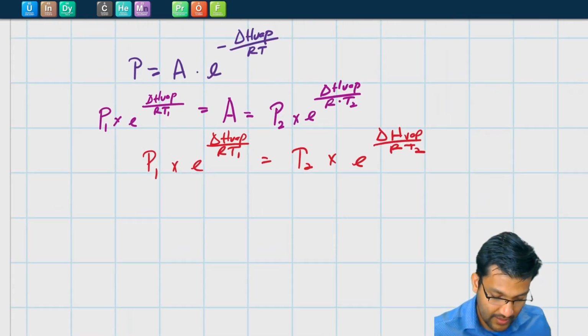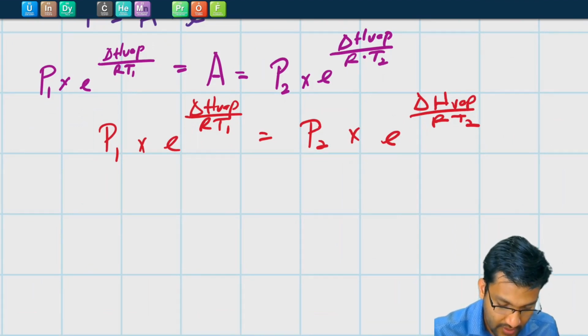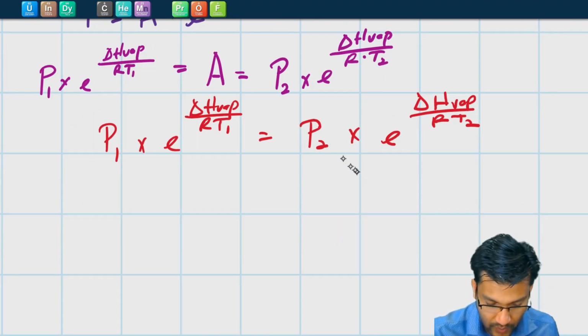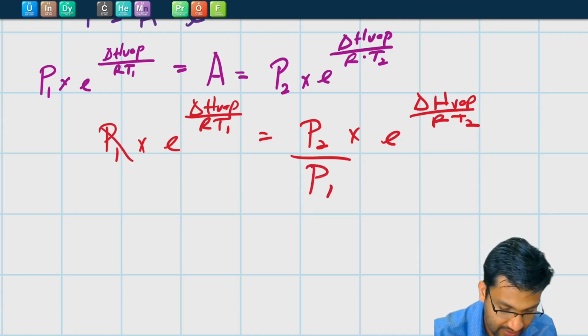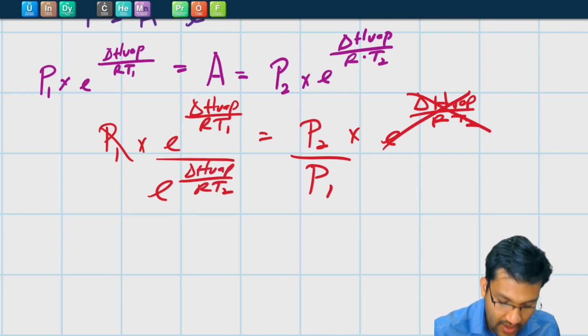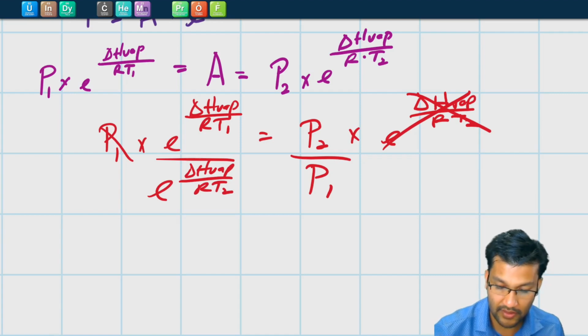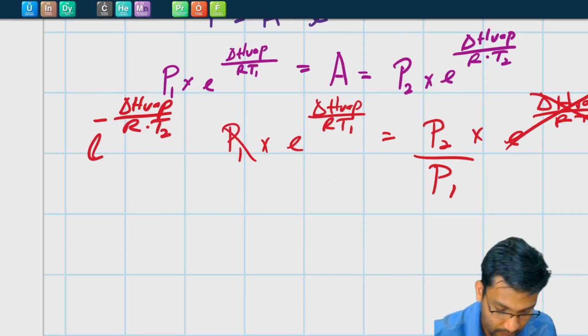Let's put pressure on one side and everything else on the other. So this is P2. We'll put pressure on the right and keep everything else on the left. If we divide by pressure here, we get that. We can divide by the exponential, like this, over RT2. We talked about how dividing by an exponential is the same as multiplying by the negative of the exponential. So instead, let's multiply by negative delta H of vaporization over R times T2.